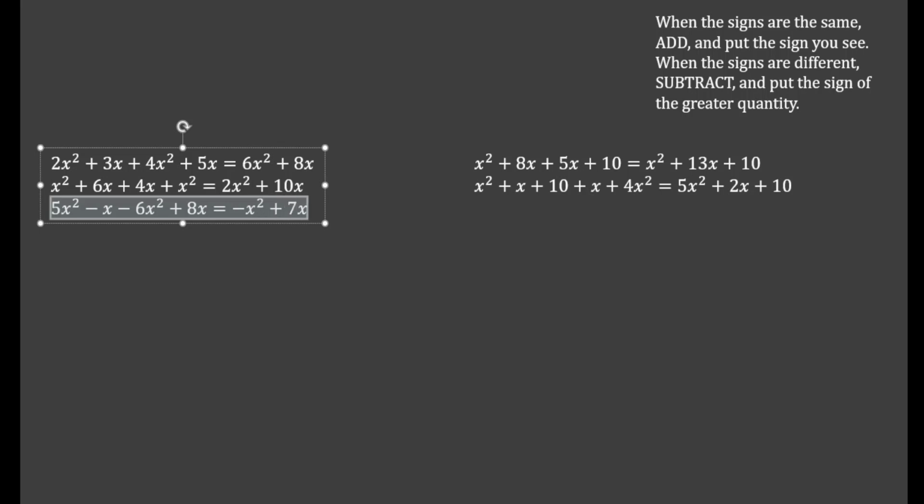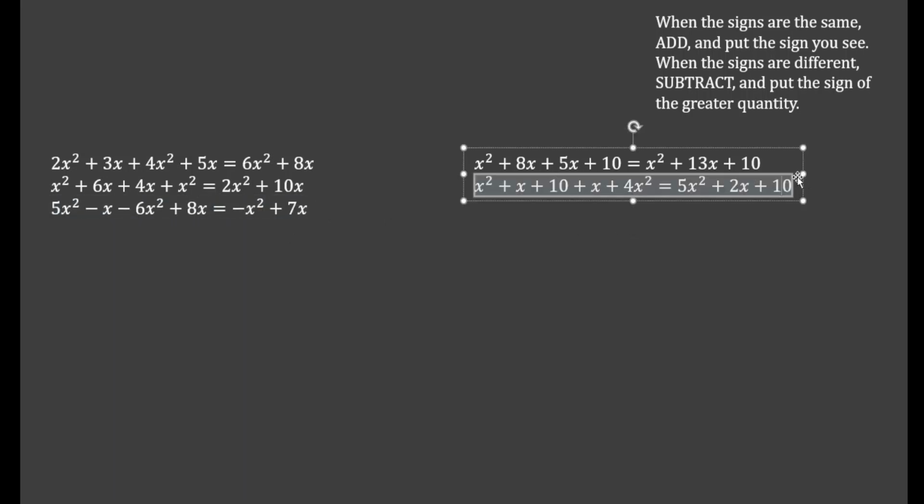That is correct. So 5x squared minus 6x squared. The signs are different, so we subtract. We're completely ignoring this because we are combining the like terms, which are the x squared terms. And this negative is part of the 6x squared term. That will give us negative x squared, and then minus x and plus 8x would give us plus 7x. Very good.